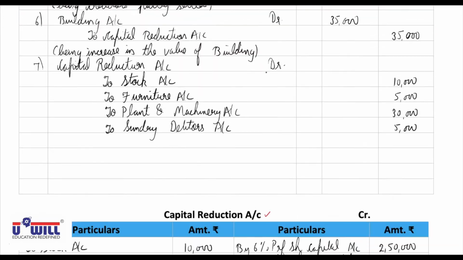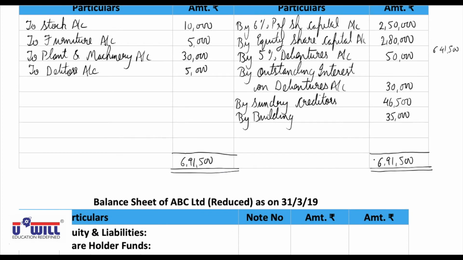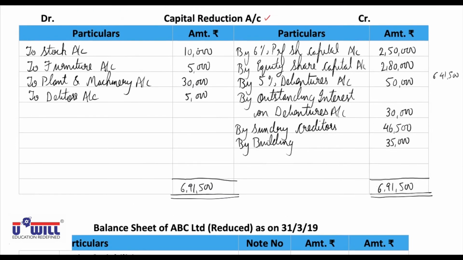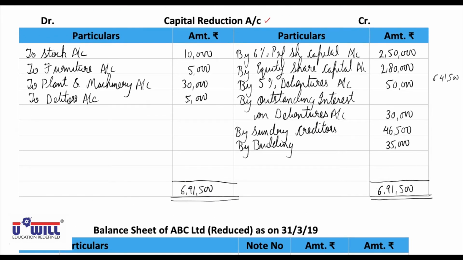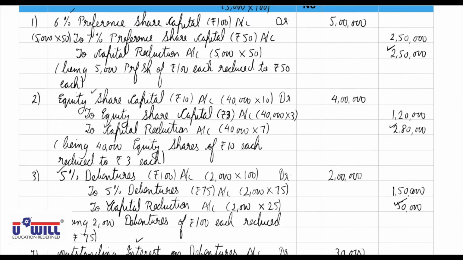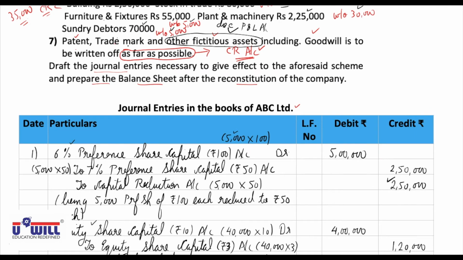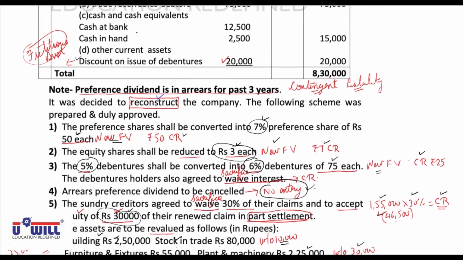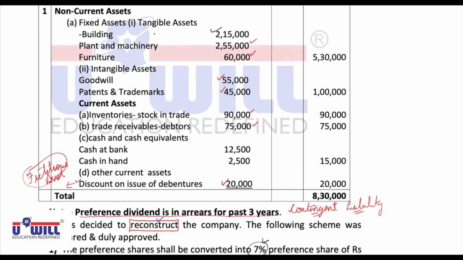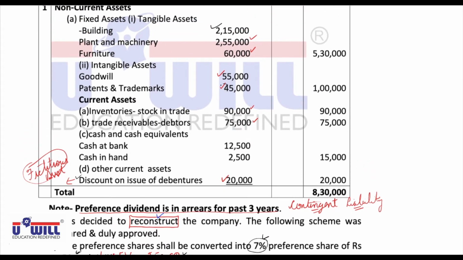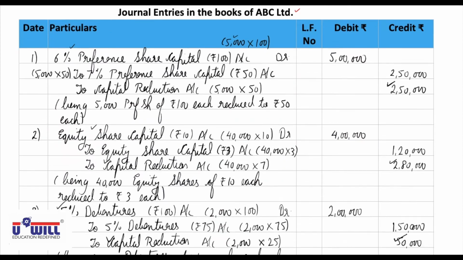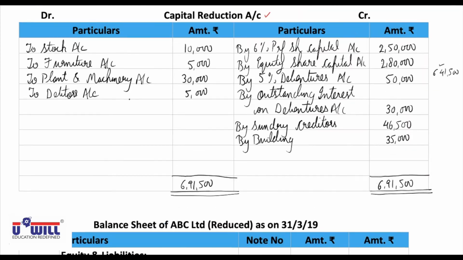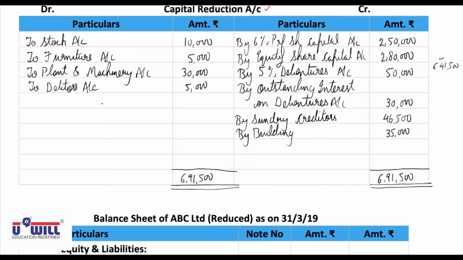I repeat it. First, do capital reduction account credit side total 691,500 minus 10,000, 5,000, 30,000, 5,000; 641,500 is remaining. Now we write off as per the last adjustment as far as possible. So first patents and trademarks. We have 6,41,500 and patents and trademarks are only 45,000. So can we write it off completely or not? Yes. So to patents and trademarks 45,000.